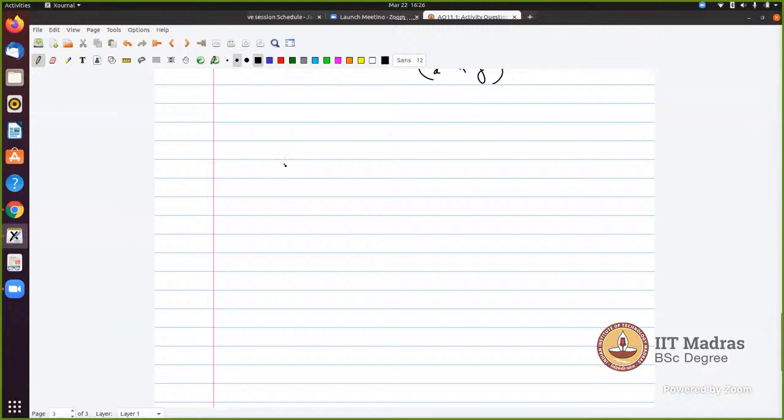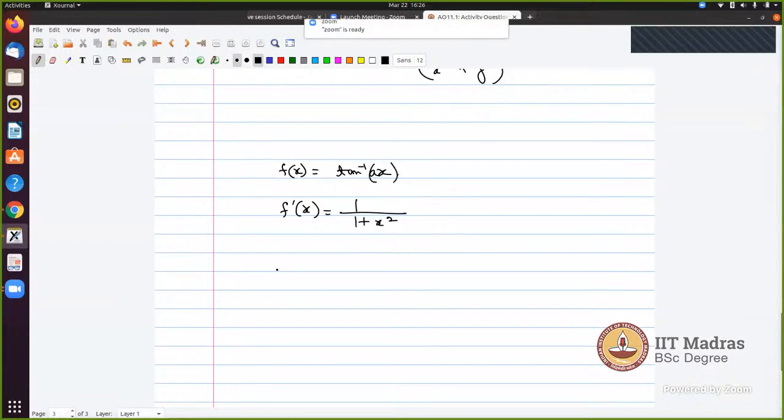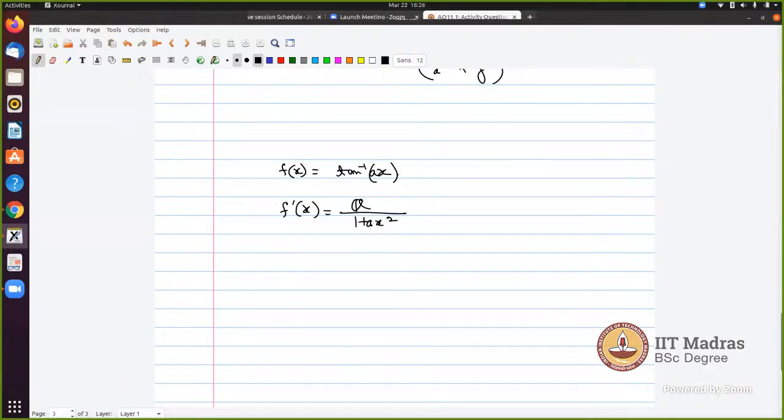So suppose we consider one variable function, tan inverse x. What is the differentiation of this function? What is f dash x? 1 by 1 plus x square. Okay. Great. Now what if there is an a, some constant? A by 1 plus a square x square, right? Yes. Okay.